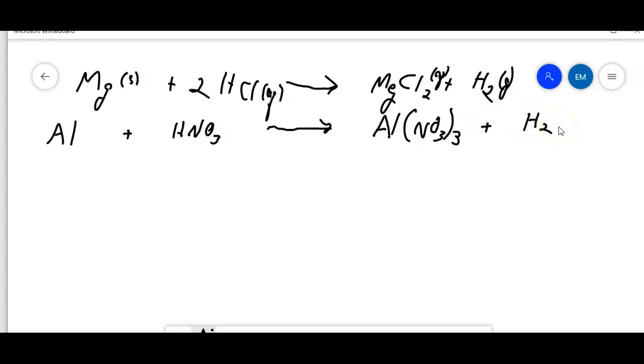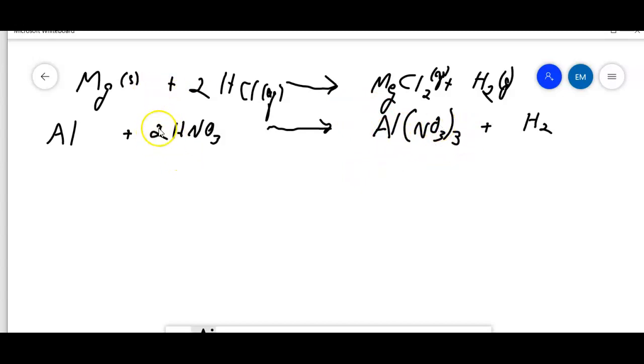And now we've got some things to do here. To start off, the way this is written, we're going to need at least 2 hydrogens here, and we're going to need at least 3 nitrates. So let's go ahead and put the 2 hydrogens in here.